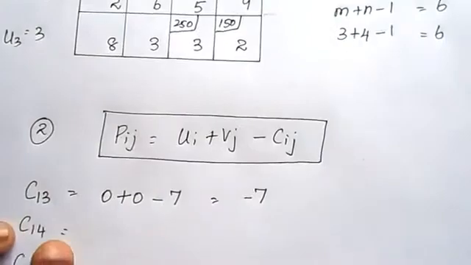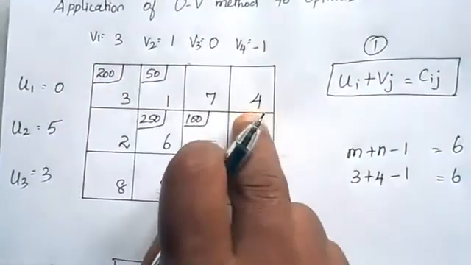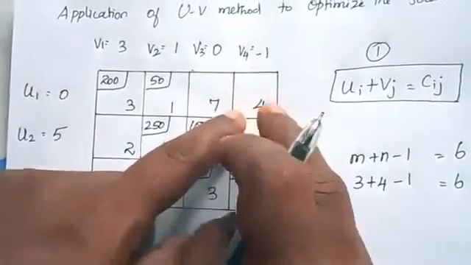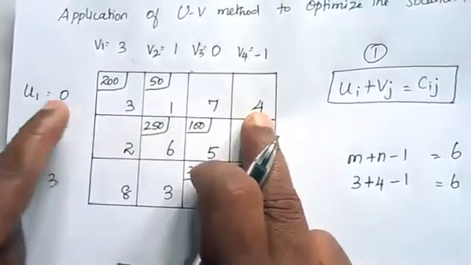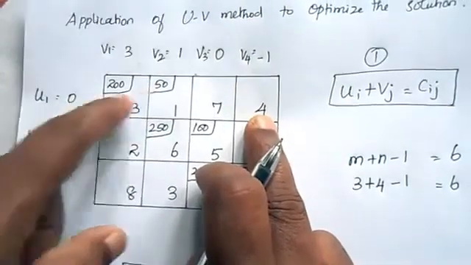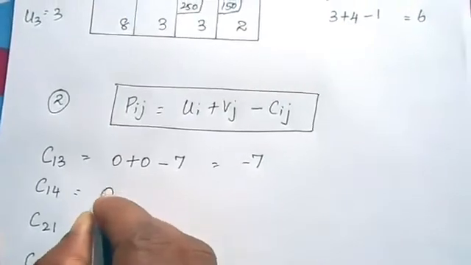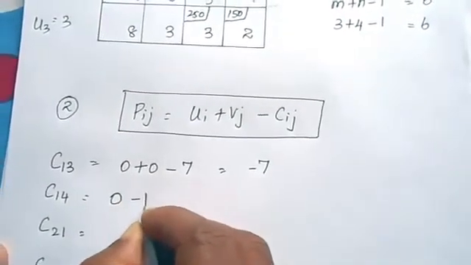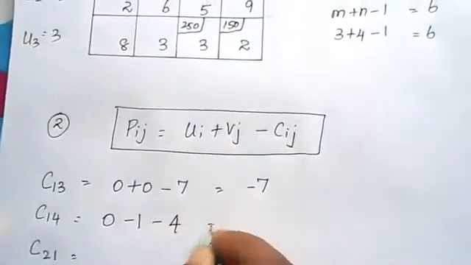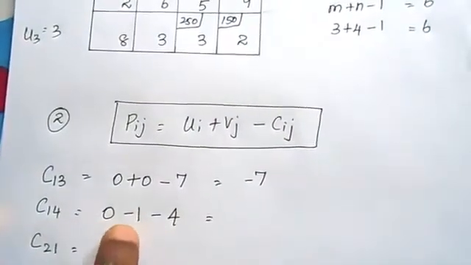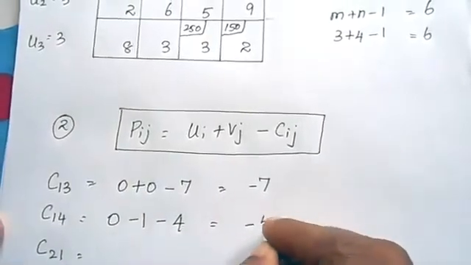So minus 7. Okay, what is the value? 0 plus 0, 0. 0 minus 7, minus 7. Now go for the second one. That is 1, 4. First row, fourth column, cost is 4. So what is U and V value? U value 0, V value minus 1. According to formula, minus cost 4. What is the answer? 0 minus 1, minus 1. Minus 1 minus 4, minus 5.